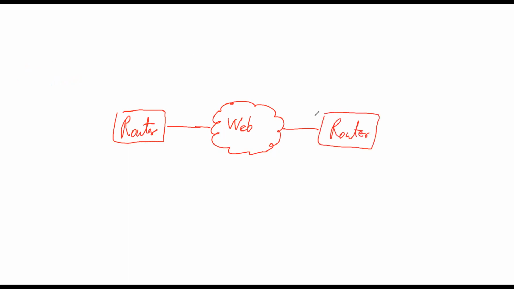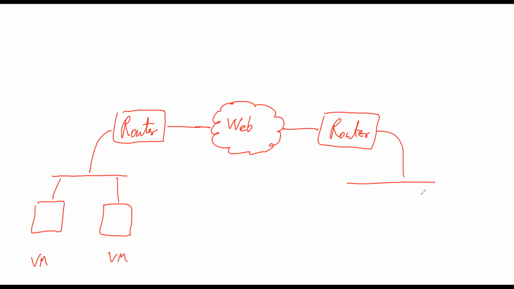Now let's simplify this by thinking that we have here a switch, and the switch has two devices. These are just Linux computers. Think of them as VMs, whatever you want. This is another VM. And on this side, same thing. We have some kind of a switch, and then we have two devices here. And these are also Linux VMs.